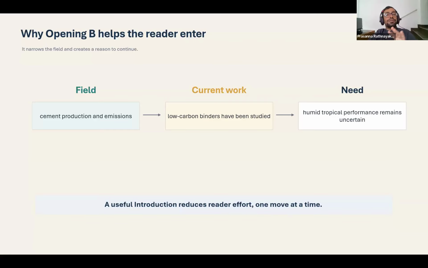Now this field, current work and need, the three spaces, we will name them as field, current work and need right now, but later we will call these by three different names. As William B. Hurt introduced in his book, they contribute to something called the TNO framework, which means territory, niche, and occupy. How you show them a territory, how you highlight the niche, and how you occupy with your research the gap that exists therein.